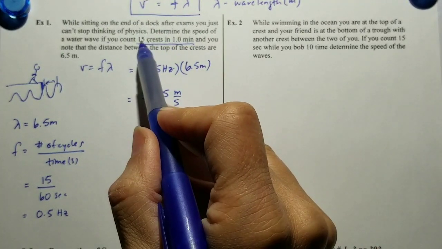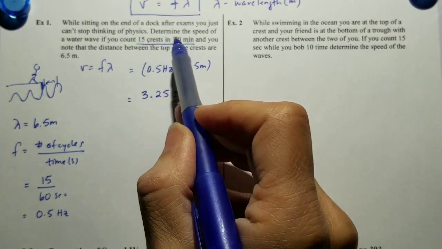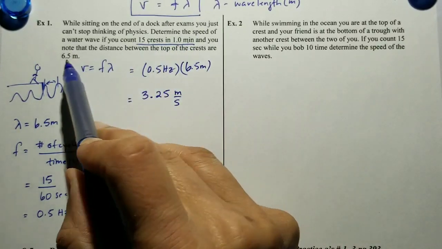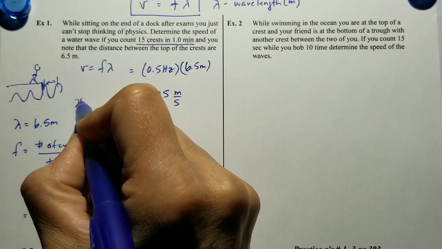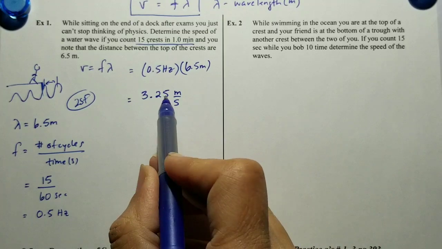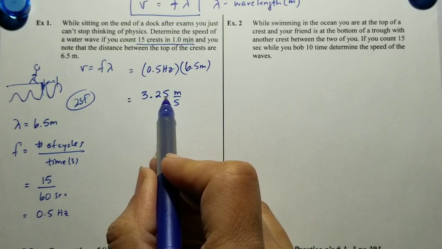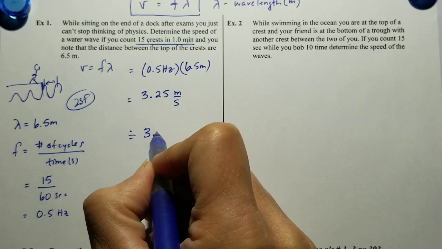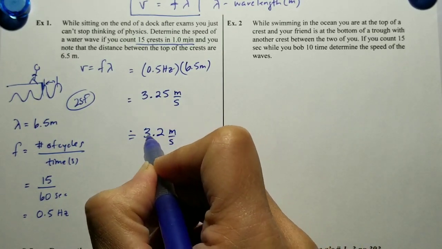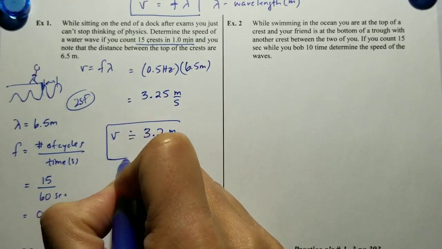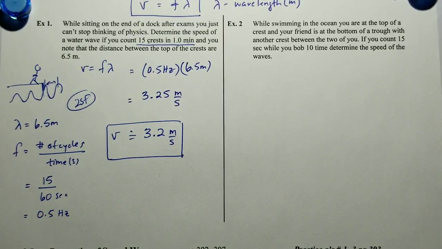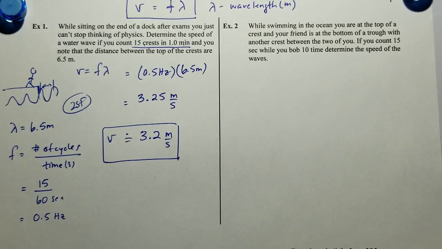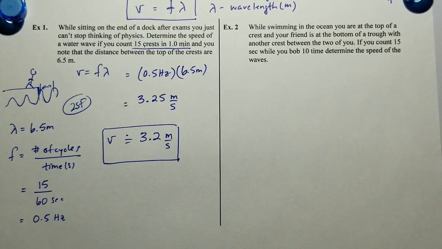This is a count, so it's infinitely significant. This is 2 significant figures. This is 2 significant figures. So I can only have 2 significant figures. When you use 5 to round, we round to the even. So the speed is approximately 3.2 meters per second. And this is a speed, so I don't need direction. All right, now we'll go to the next one.